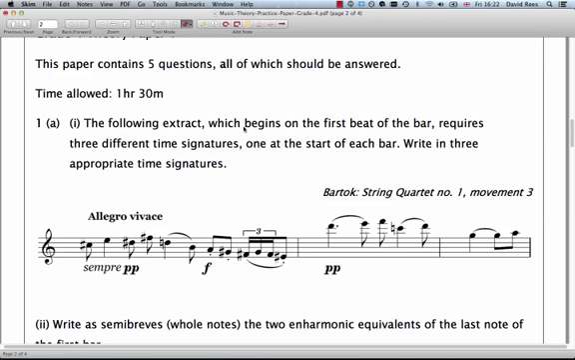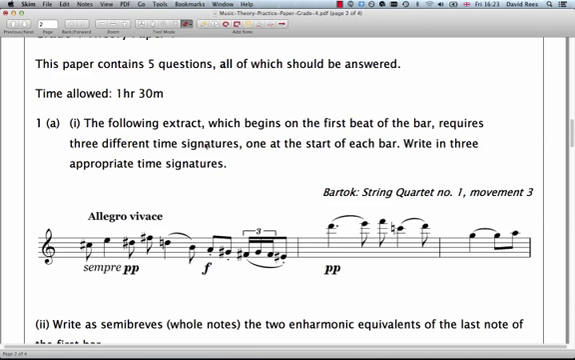Okay, fine. Question 1 says, the following extract, which begins on the first beat of the bar, requires 3 different time signatures. 1 at the start of each bar. Write in the 3 appropriate time signatures. So this is an example of a piece of music that isn't in a really regular meter. Instead, in each bar, there is a different time signature required. So the meter is changing all of the time, and it's up to us here to work out what exactly is going on. So let's see if we can do that.